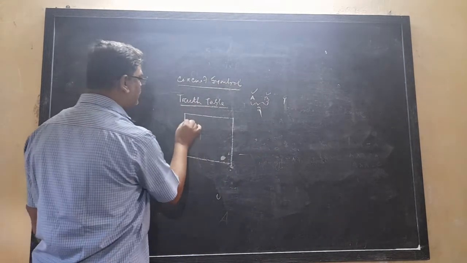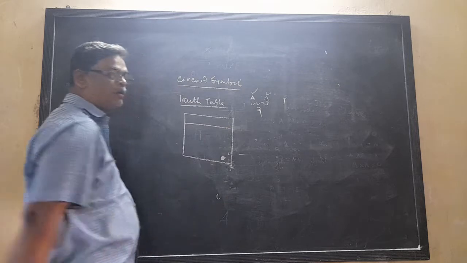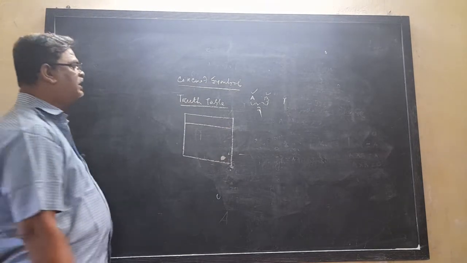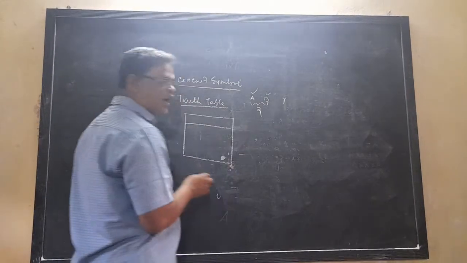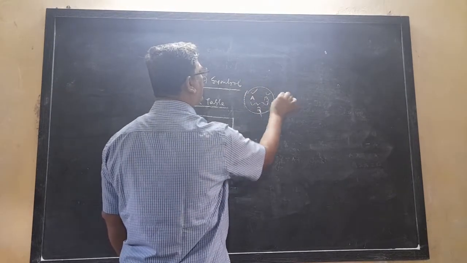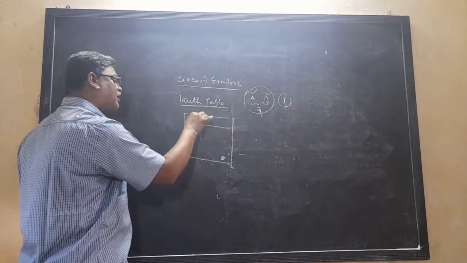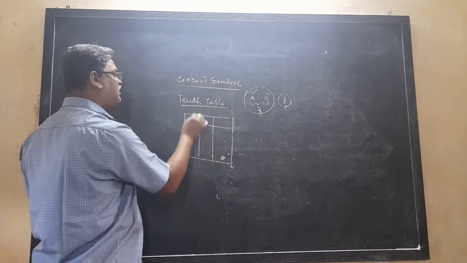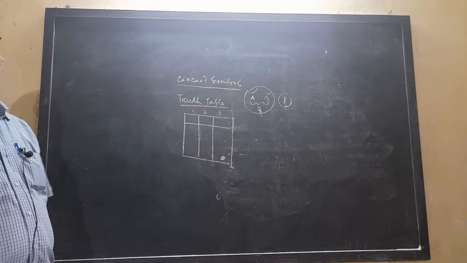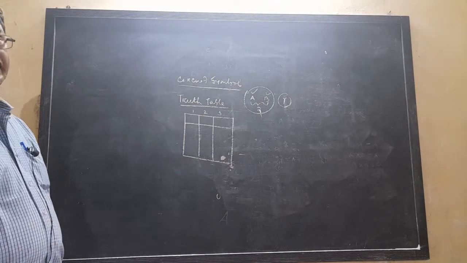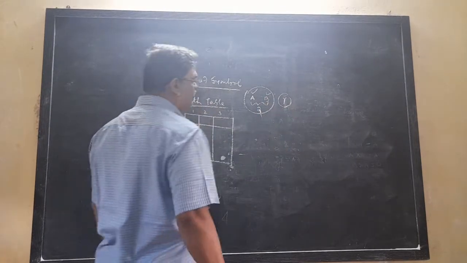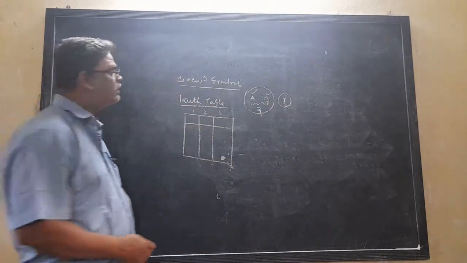So the number of rows: how to construct the table and how to fill up the table. First let us see how many rows and how many columns there are. The number of columns is the total number of inputs and output. Here there are 2 inputs and 1 output, that means 3 columns: 1, 2, 3.